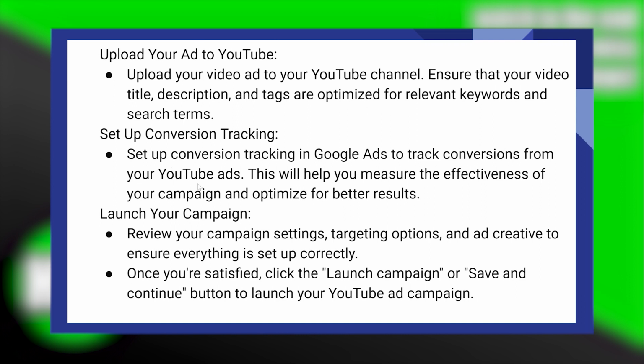Upload your video ad to your YouTube channel. Ensure that the video title, description, and tags are optimized for relevant keywords and search terms. Set up conversion tracking in Google Ads to track conversions from your YouTube ads. This will help you measure the effectiveness of your campaign and optimize for better results.